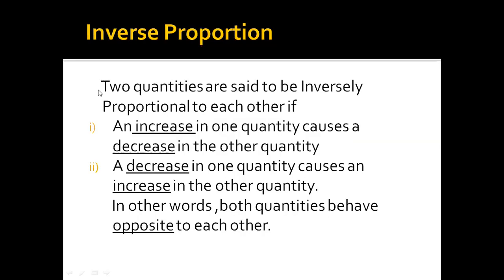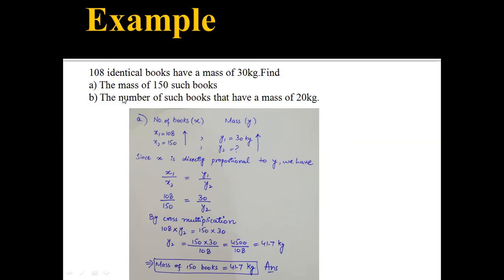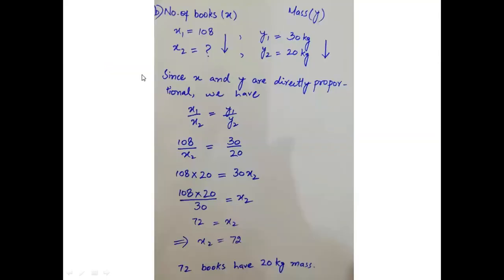Now let's move to part B. We have to find the number of books that have a mass of 20 kg. So now we have the mass and the number of books is unknown. As we can see, now the mass is decreasing from 30 kg to 20 kg, so the number of books will also decrease. As we know that the two quantities are directly proportional, the relationship between them is x1 by x2 is equal to y1 by y2. This equation will be connecting the two variables x and y.